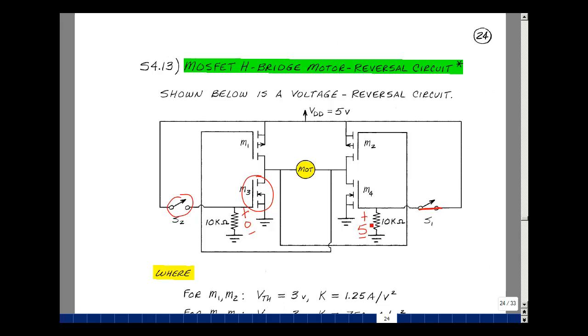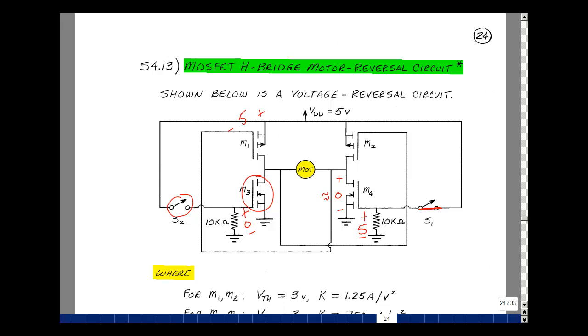We're either in the current saturation region or in the ohmic region. Because this is a switching circuit, I'm going to guess that this is in the ohmic region. If this is in the ohmic region, this voltage across here is approximately 0 volts. It's like a short circuit. That's going to put a voltage here of 0. Back up over here, the source to gate voltage for M1 is going to be 5 volts minus approximately 0. This is about 5 volts.